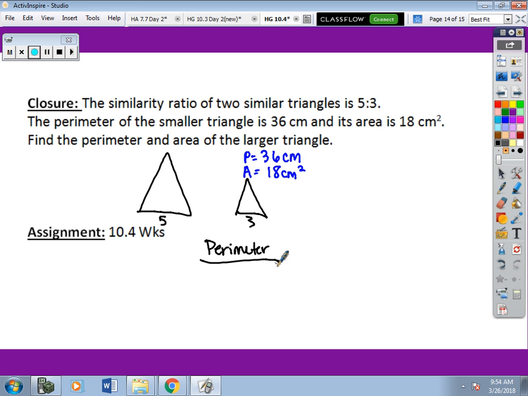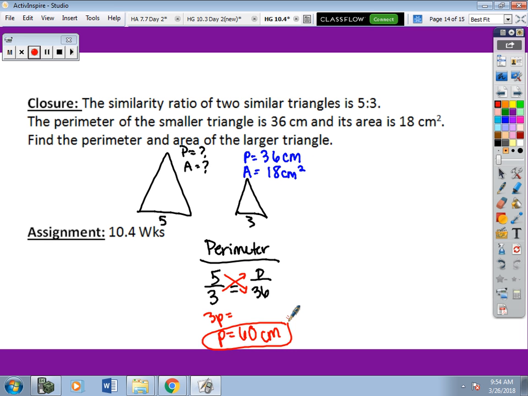To find the perimeter, we should be doing our perimeter ratio, which would be A/B, 5/3, equals P/36. Cross multiply. Should get P equals 60.